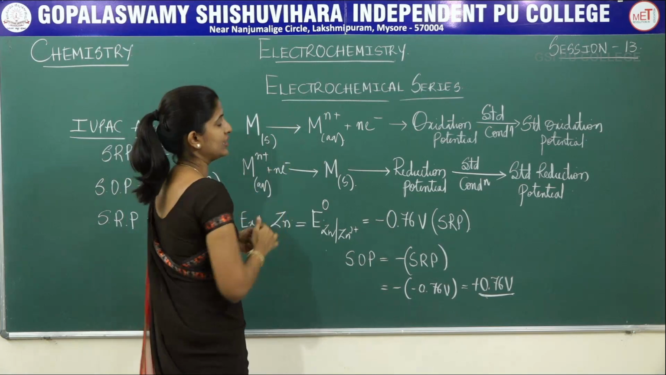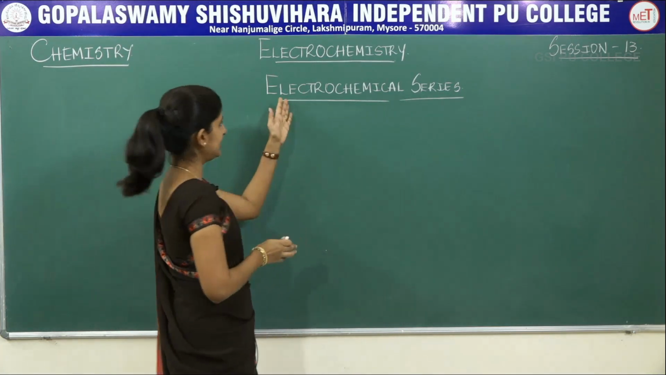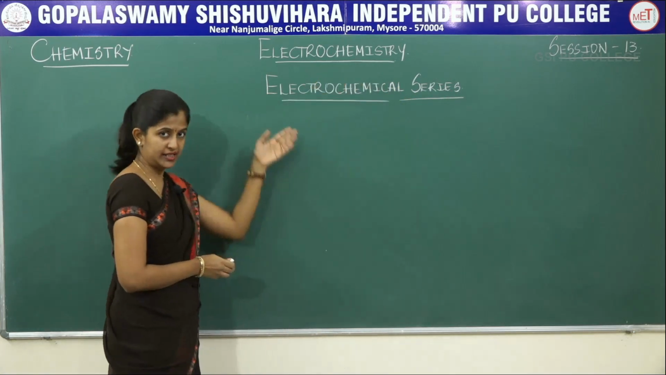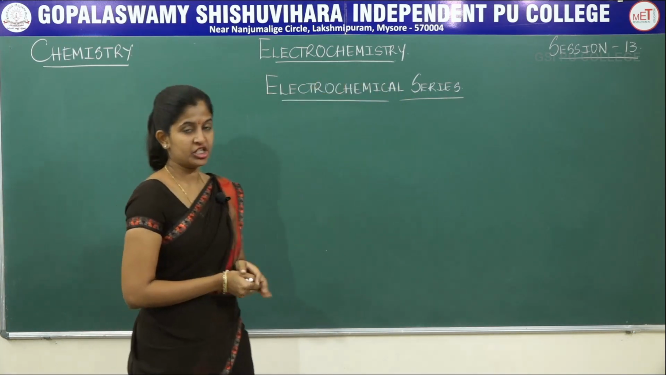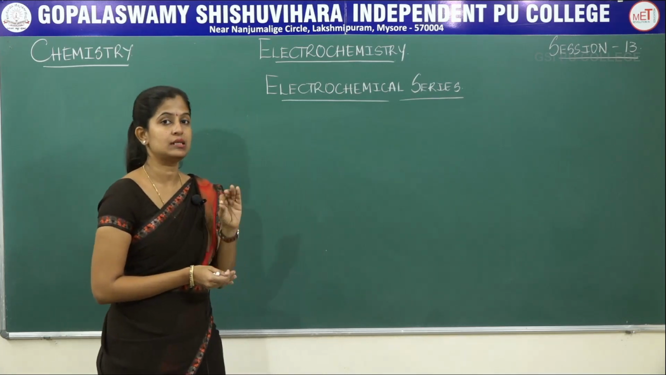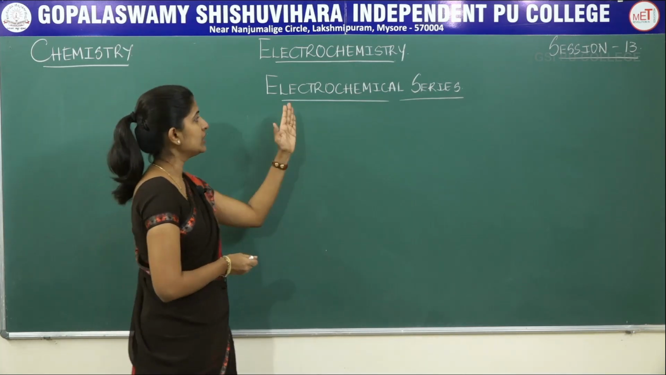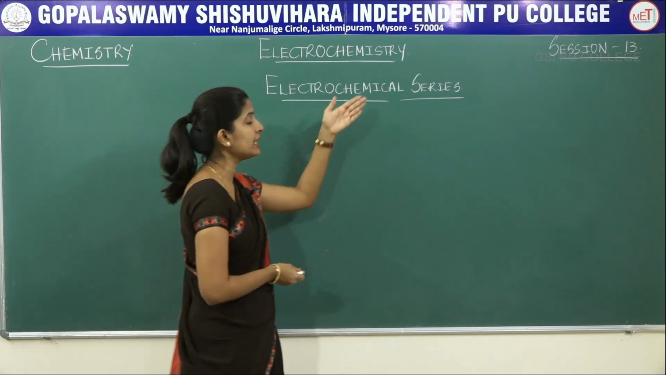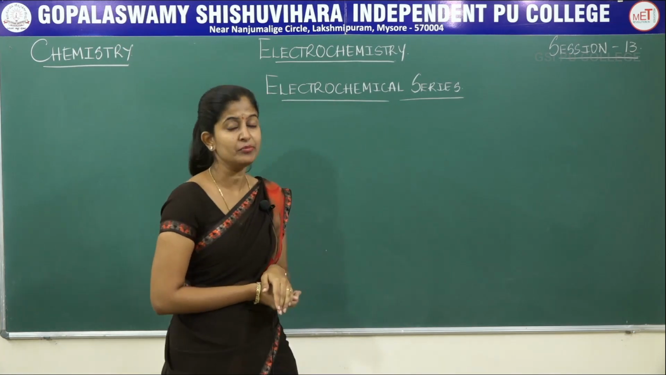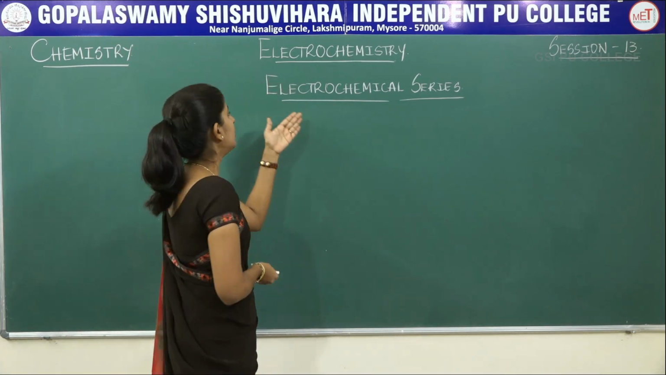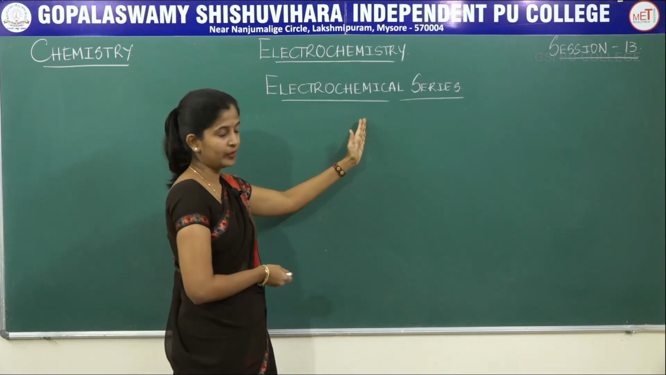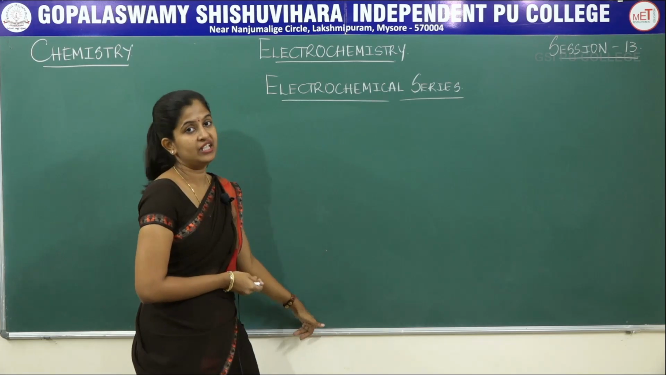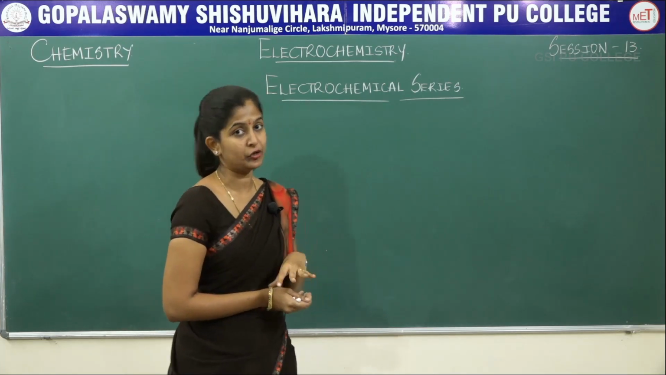Now let us see what the electrochemical series is. As you have seen, it is a series of elements with their electrode potentials. Remember, here electrode potential means standard reduction potential. It is a series of elements arranged in the decreasing order of their standard reduction potentials. The element with the highest standard electrode potential will be at the top, and the bottom will have the element with the least standard electrode potential.